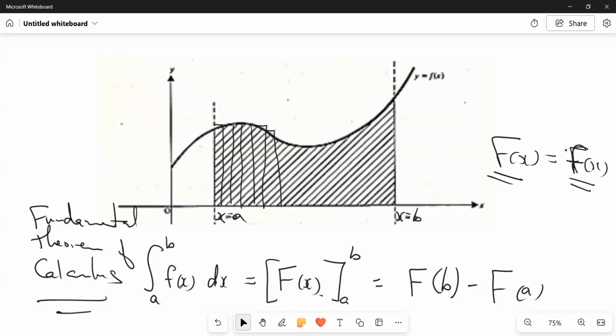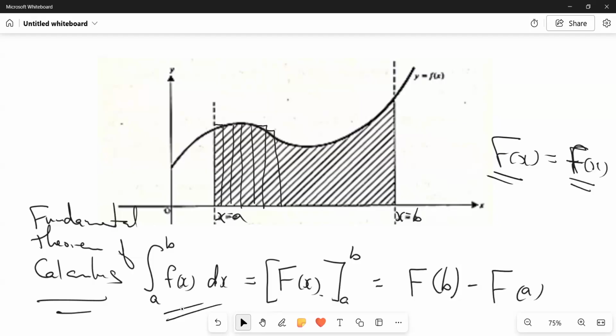Is that easy to get? The integral of the derivative gives you the original function. That's what the fundamental theorem of calculus is saying. In other words, integration is the opposite of differentiation, plain and simple. But we're going to use this idea. They found out that the area under here is actually this.